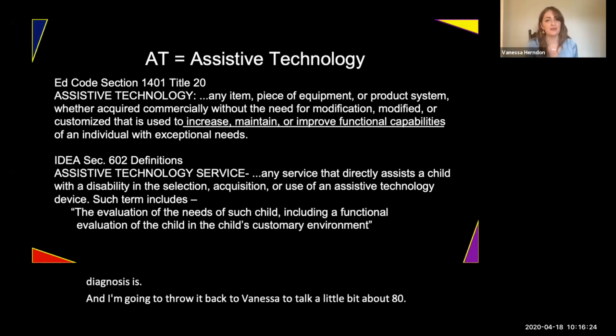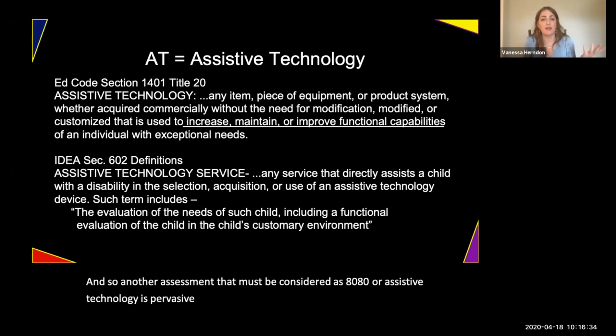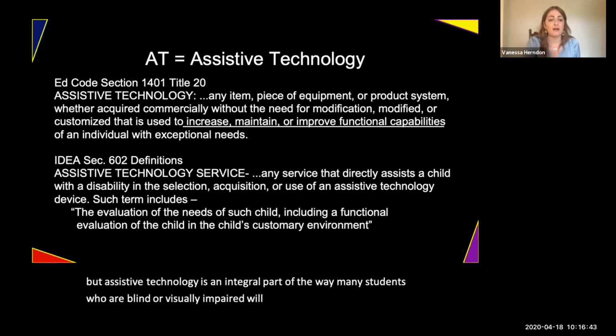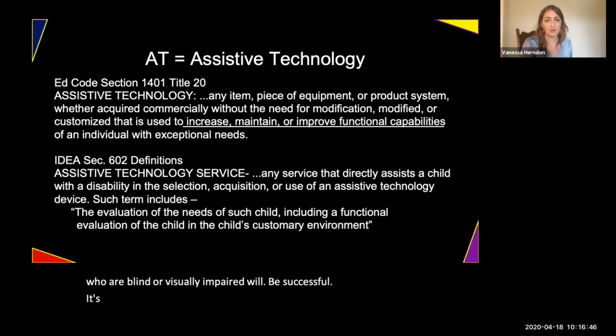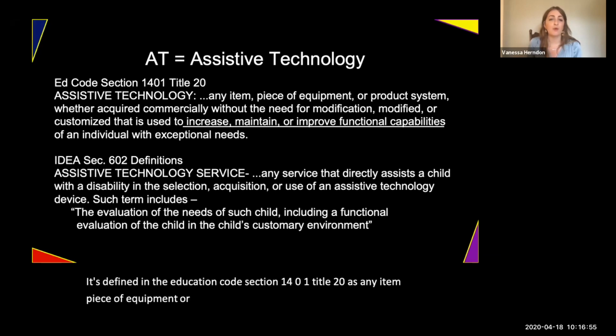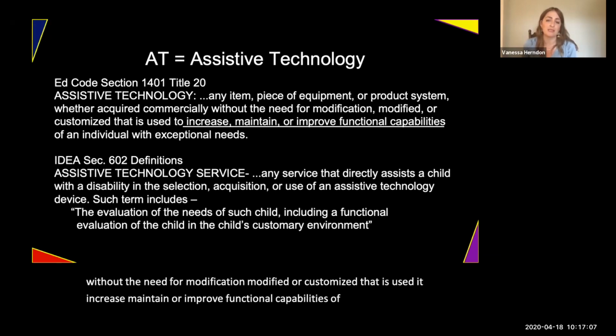So another assessment that must be considered is AT. AT, or Assistive Technology, is pervasive, or technology is pervasive in our everyday world, but assistive technology is an integral part of the way many students who are blind or visually impaired will be successful. It's defined in the Education Code Section 1401, Title 20, as any item, piece of equipment, or product system, whether acquired commercially without the need for modification, modified, or customized, that is used to increase, maintain, or improve functional capabilities of an individual with exceptional needs.